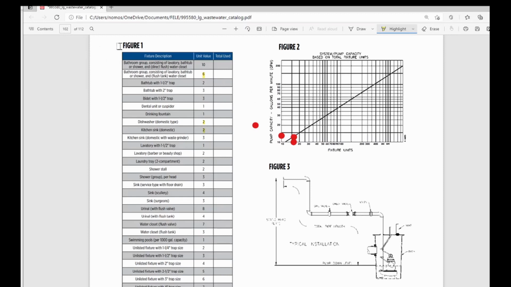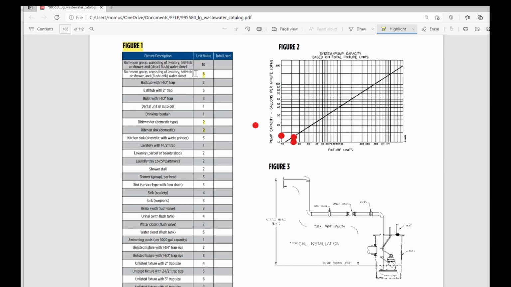All right, so figure 1 over here to the left, figure 1. Erase. There we go. Figure 1, just figure 1 right here. It's going to help us add up what we call the unit value or fixture unit value. And we're going to use that on this graph on figure 2.